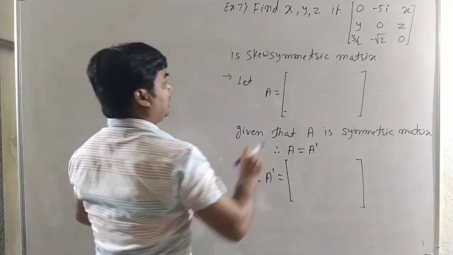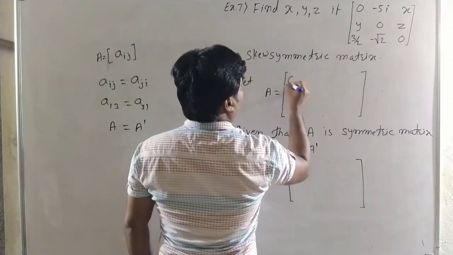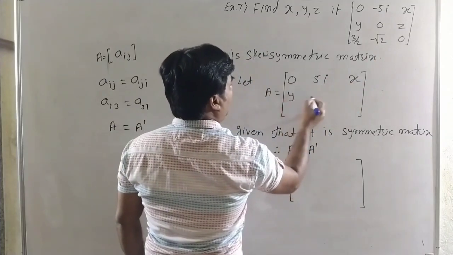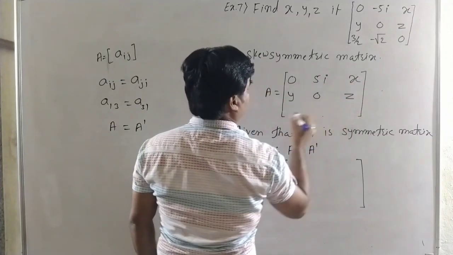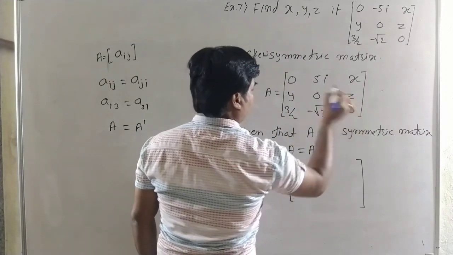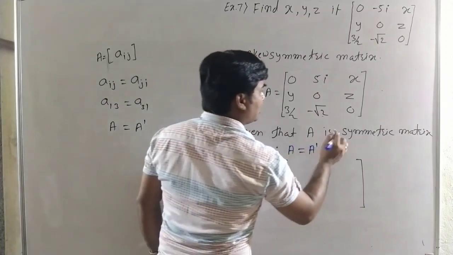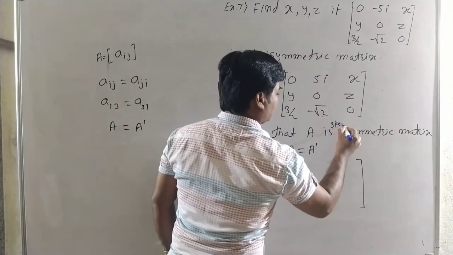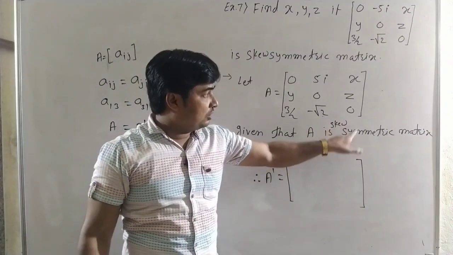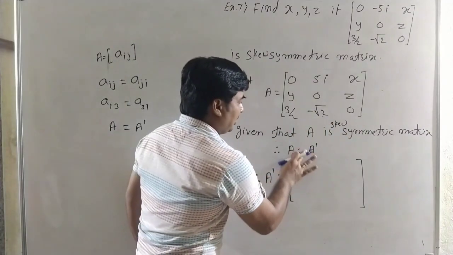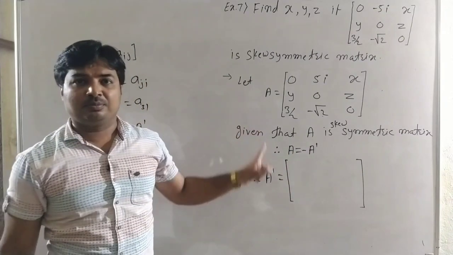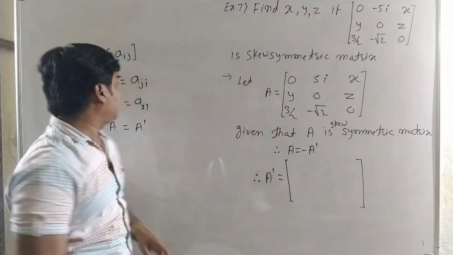Here the given matrix is 0, 5y, x; y, 0, z; 3 by 2, minus under root 2, and 0. Now given A is a skew symmetric matrix. Okay, write carefully. A is a skew symmetric matrix, therefore A is equal to minus A dash. It is the definition of the skew symmetric matrix.